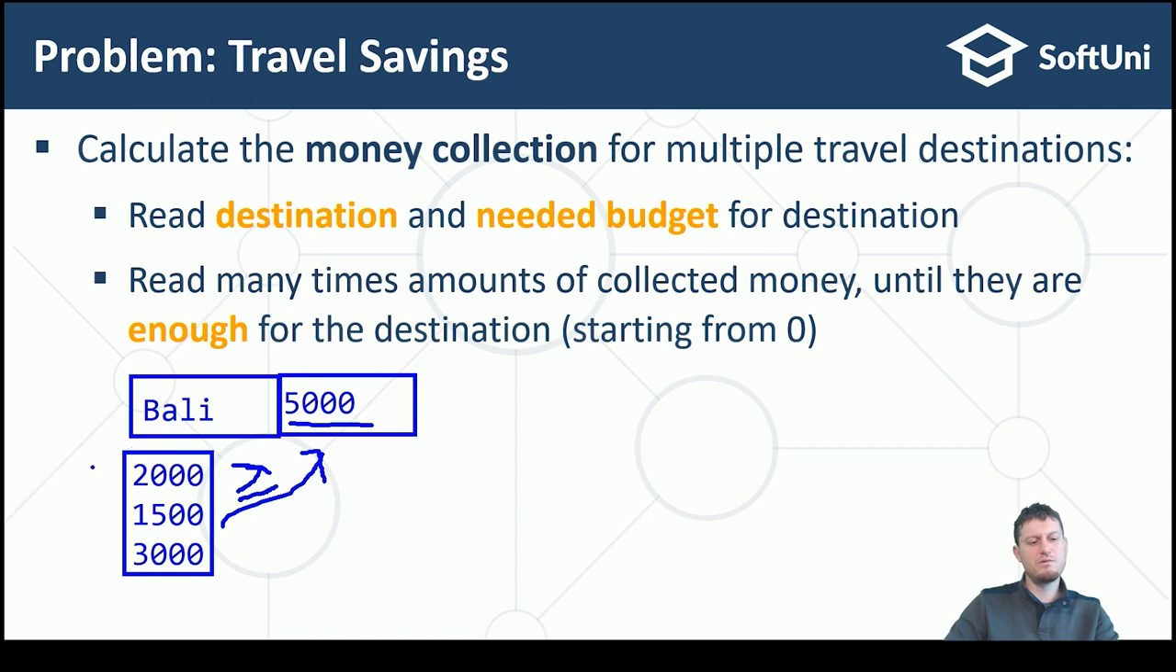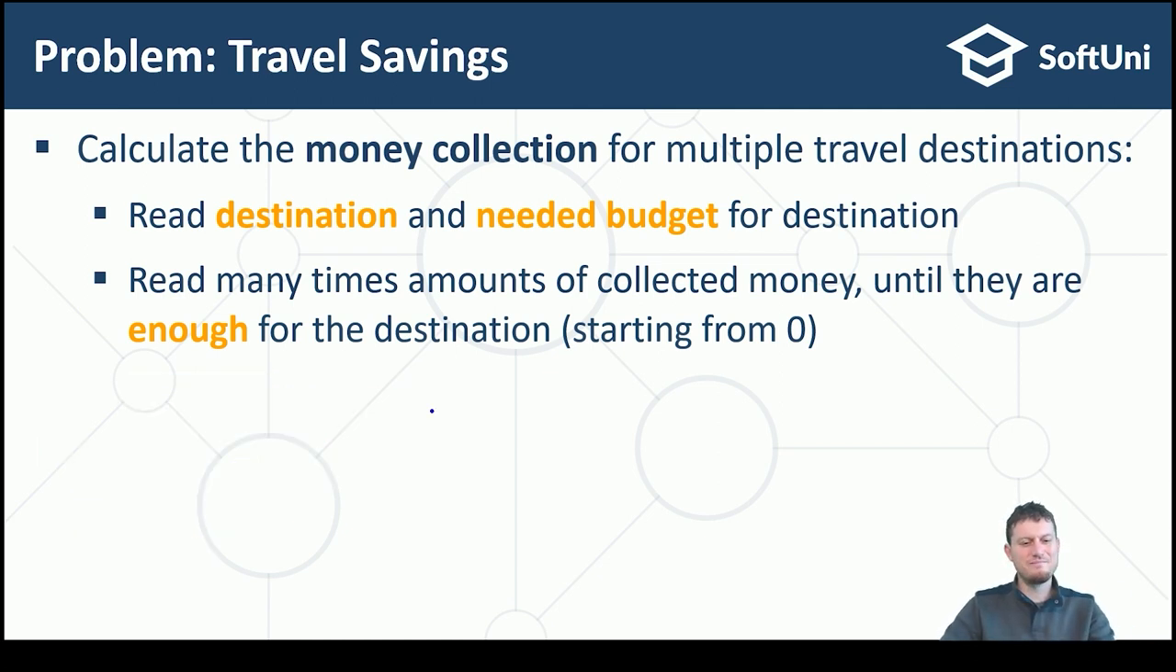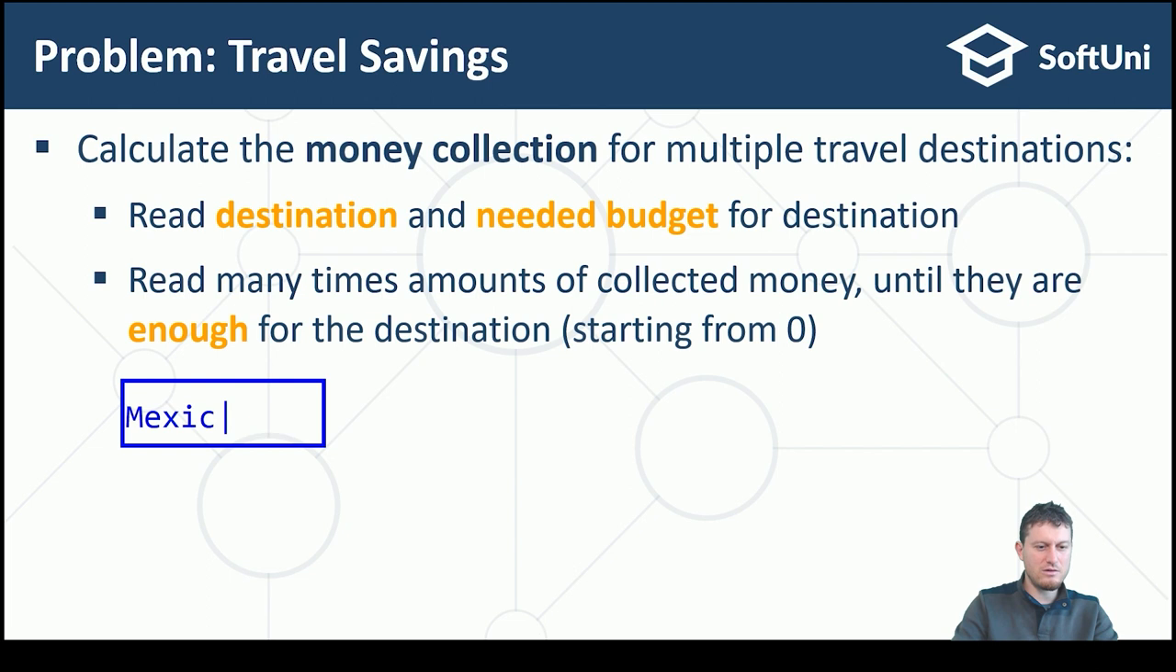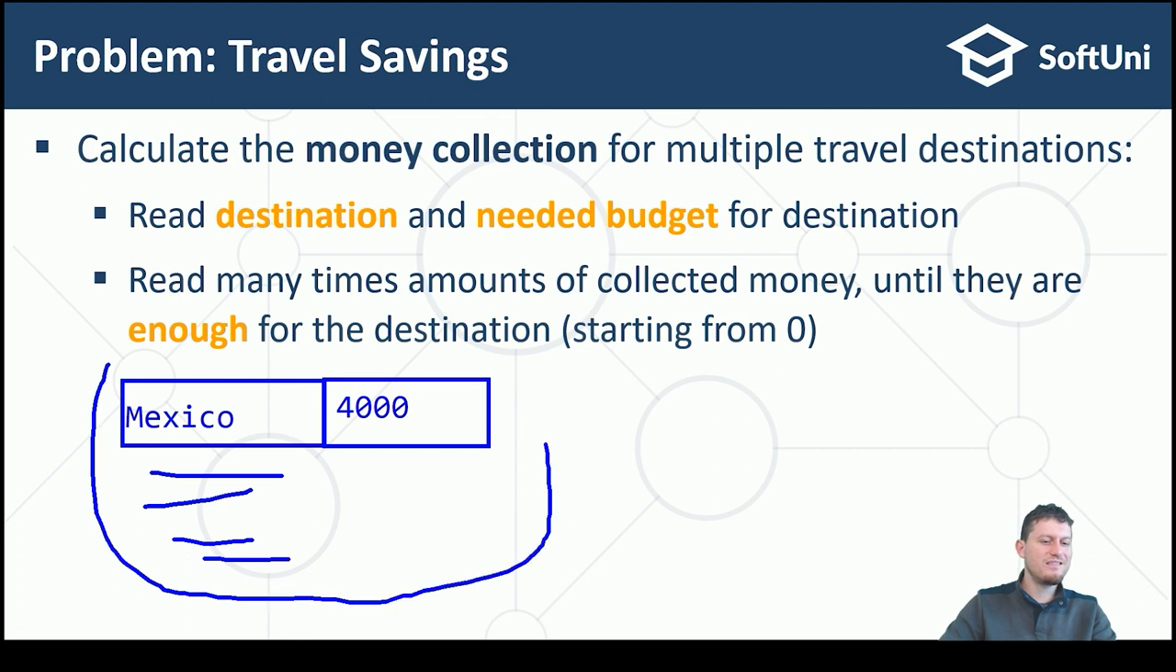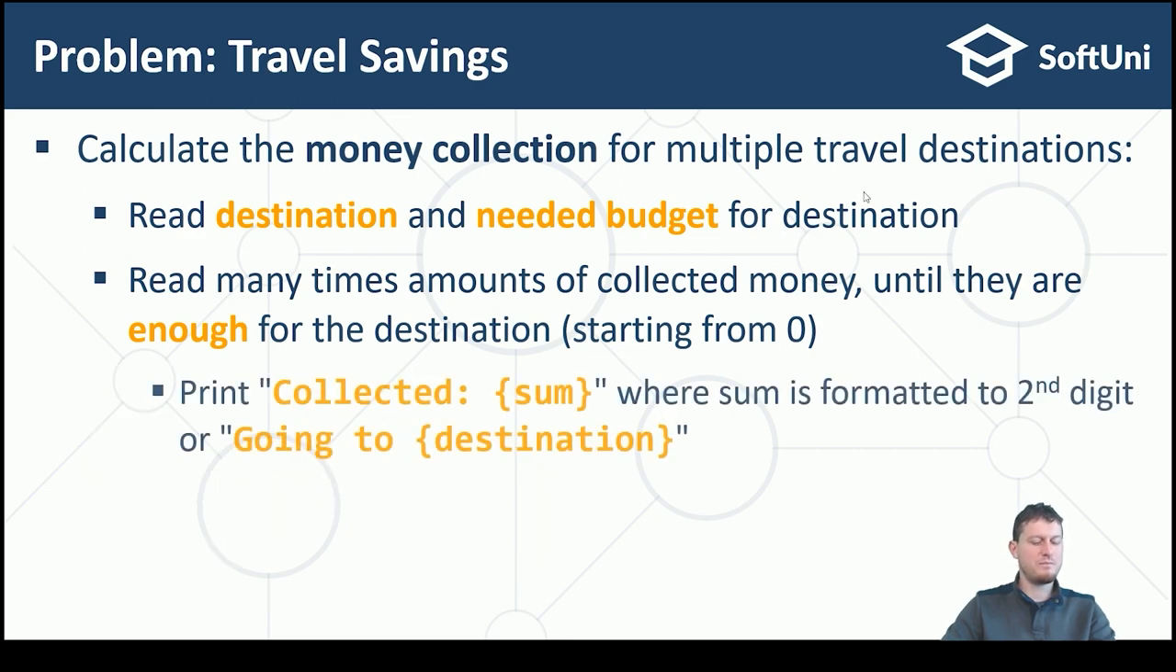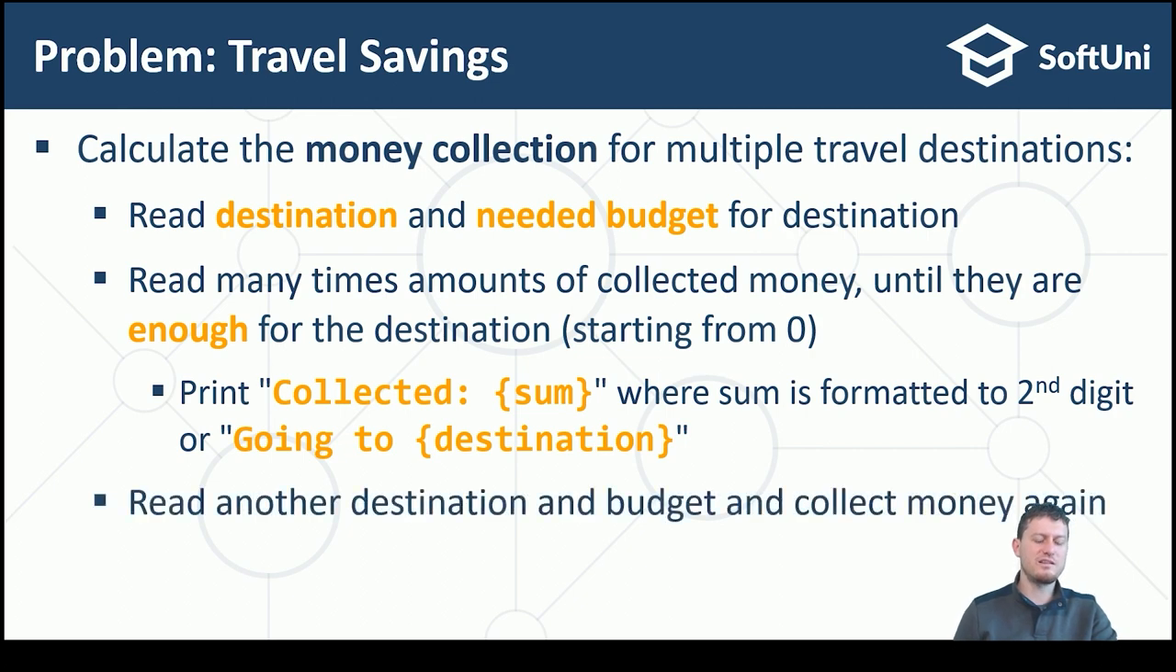So the program will accept these values, will sum them, and when I'm ready, it will say, you are ready, please go to Bali. After that, it will read another destination, for example, Mexico. And Mexico might cost, for example, 4,000. And I again collect money, and when the money is enough, I go to Mexico and I start from 0 here. See the example. We print the collected sum, which is the sum collected until this moment, or going to destination, and we read another destination and budget after all the money is collected.